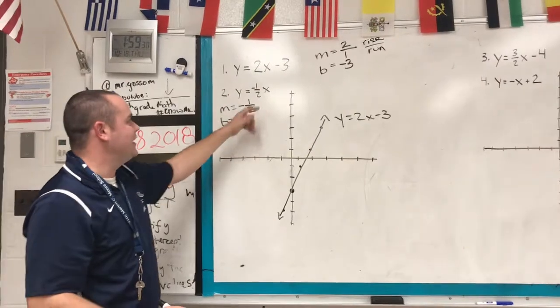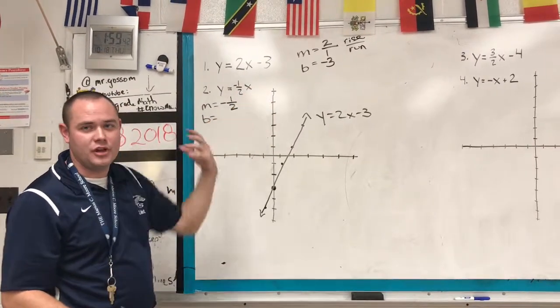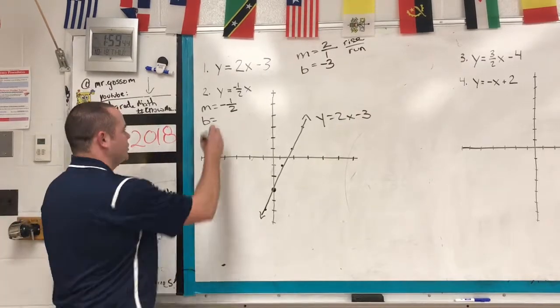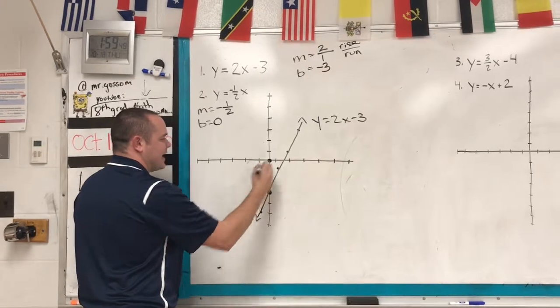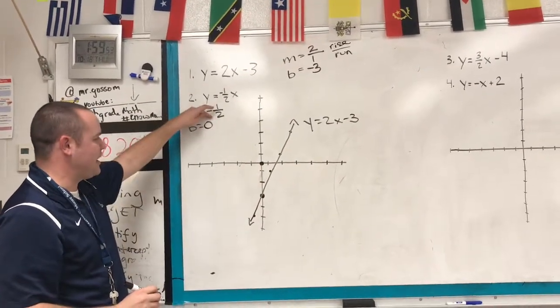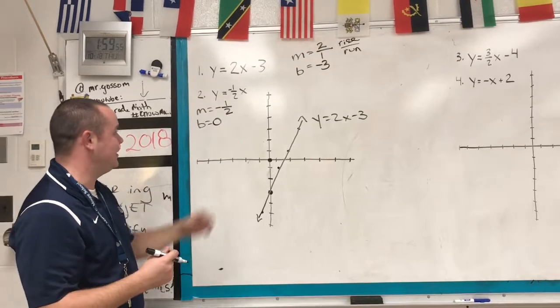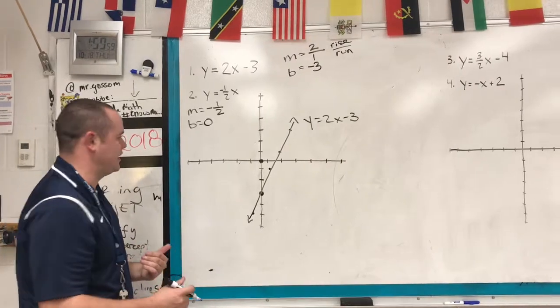Then your b is whatever is after the x. In this case, we have nothing, so the number that represents nothing is 0. So I'm going to put my b as 0, and 0 on the y-axis is at the origin. So I'm going to start here at 0, and then I'm going to do my rise over run. What I always like to say is let the negative tell you up or down, and then always just go right for your second point.